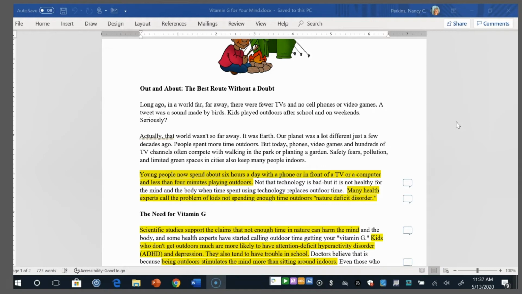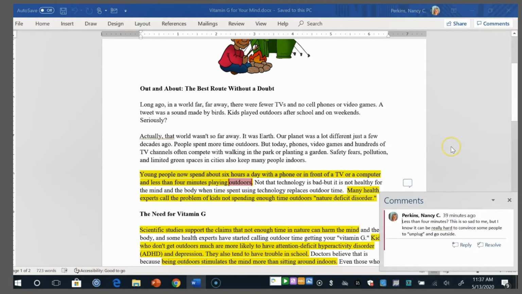Young people now spend about 6 hours a day with a phone or in front of a TV or a computer and less than 4 minutes playing outdoors. And you can see that I highlighted that fact because it connected with our idea of it being important to get outside, and plus it was a startling fact to me. My comment was, less than 4 minutes? This is so sad to me, but I know it can be really hard to convince some young people to unplug and go outside. And I say that from experience. I've raised 2 boys, and I know it was always a battle to get them to put things away and just go outside for a while.